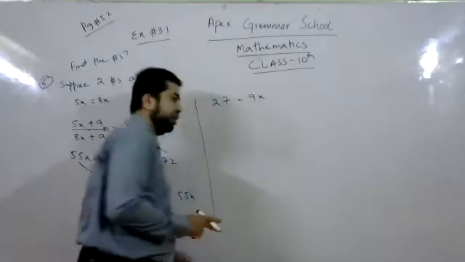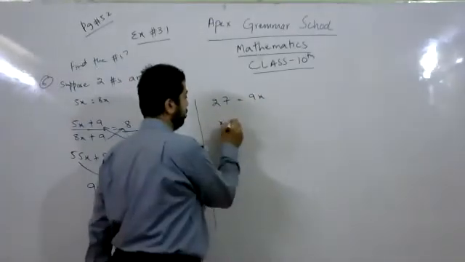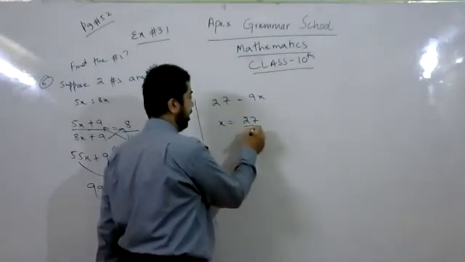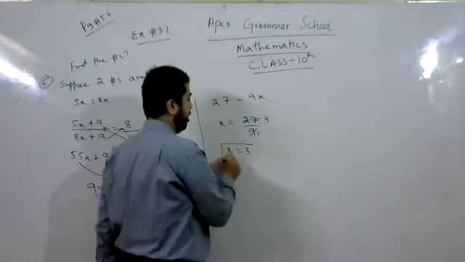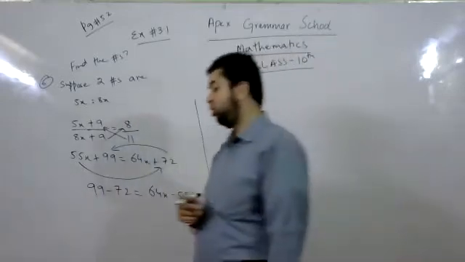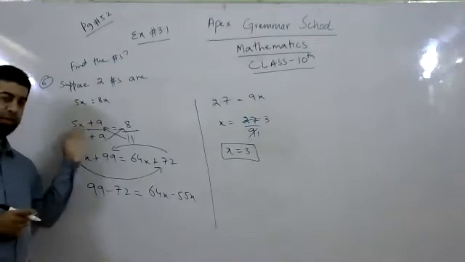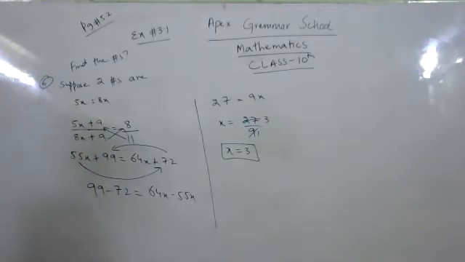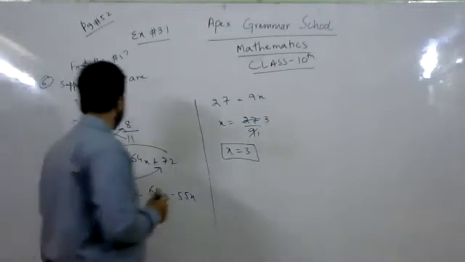So we can easily get the value of x. 9 will be divided here. So x is equal to 27 divided by 9. 9 times 3 is 27, so x is 3. But we are not going to find only the value of x. We need to find both of the numbers. What are these numbers? 5x and 8x.